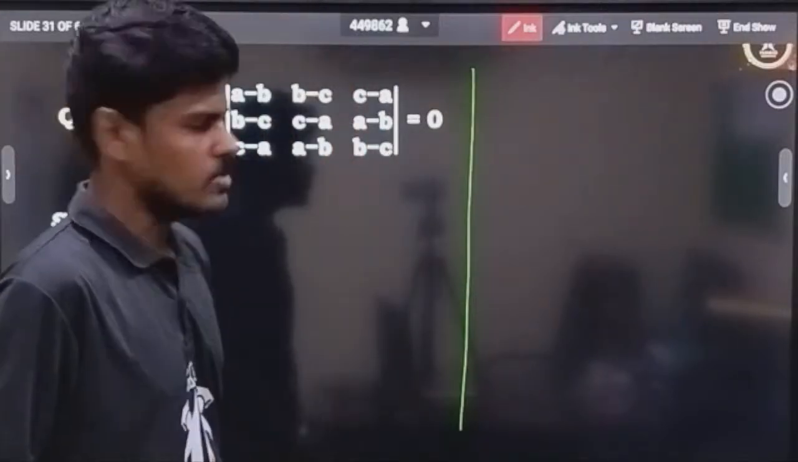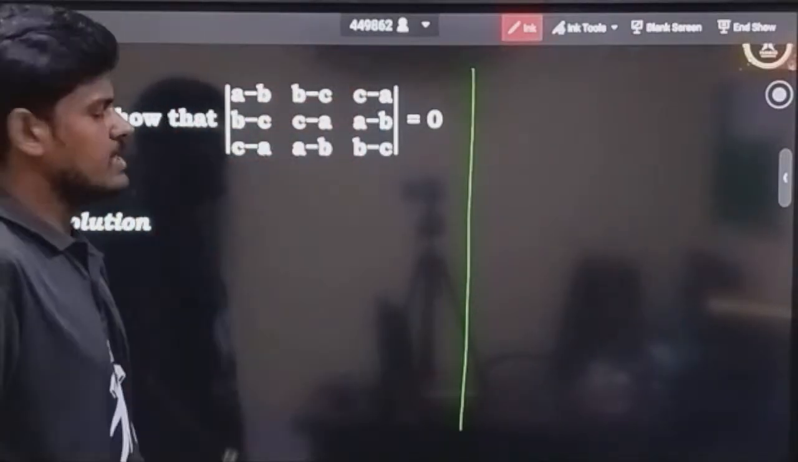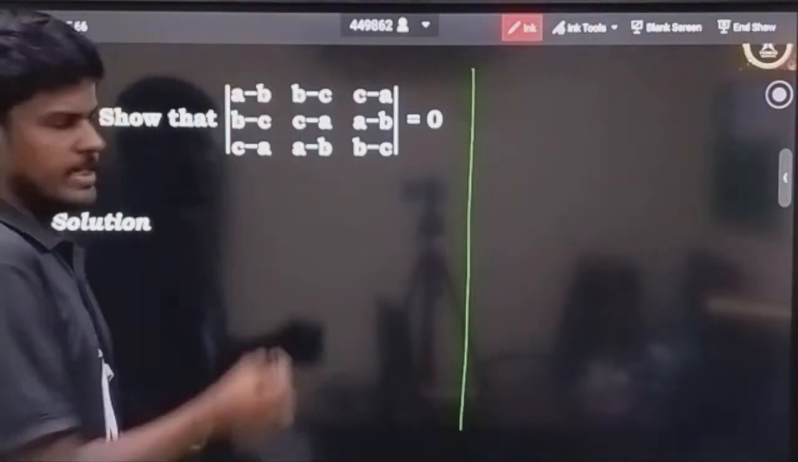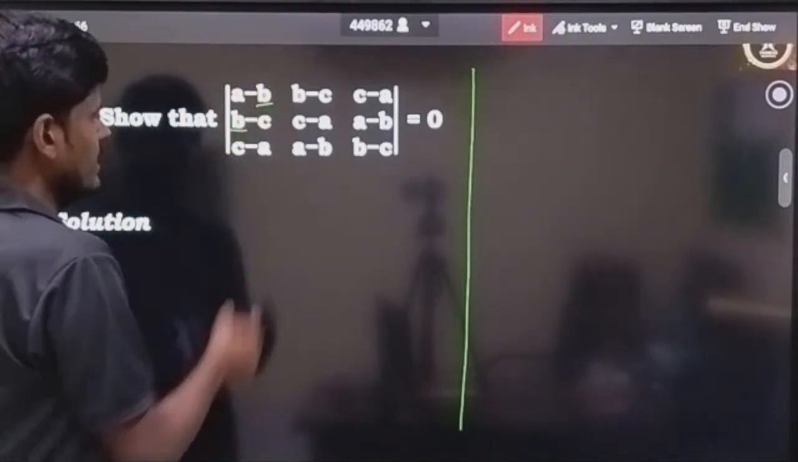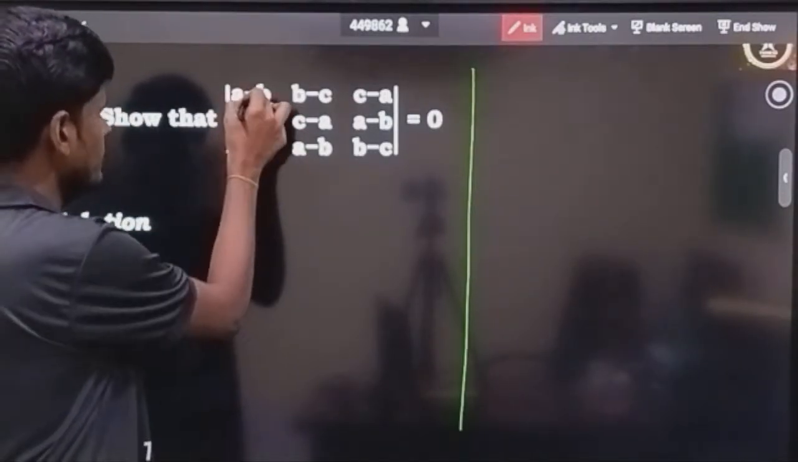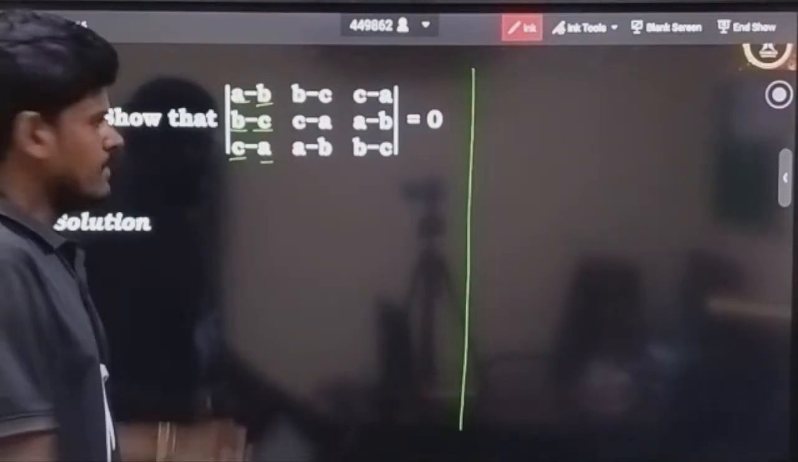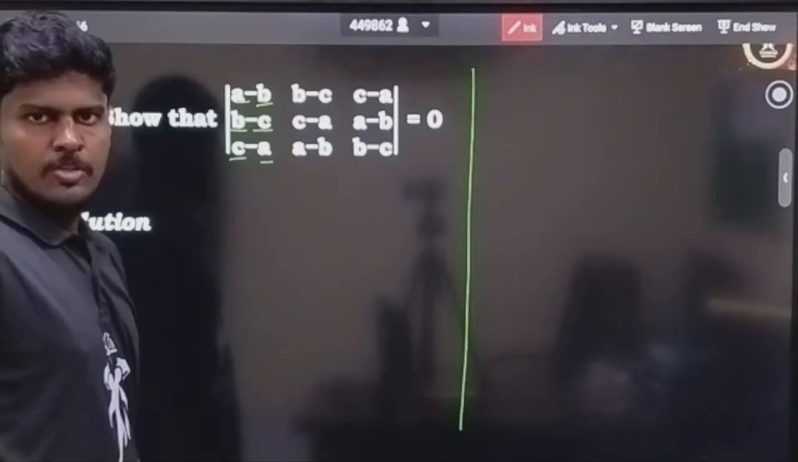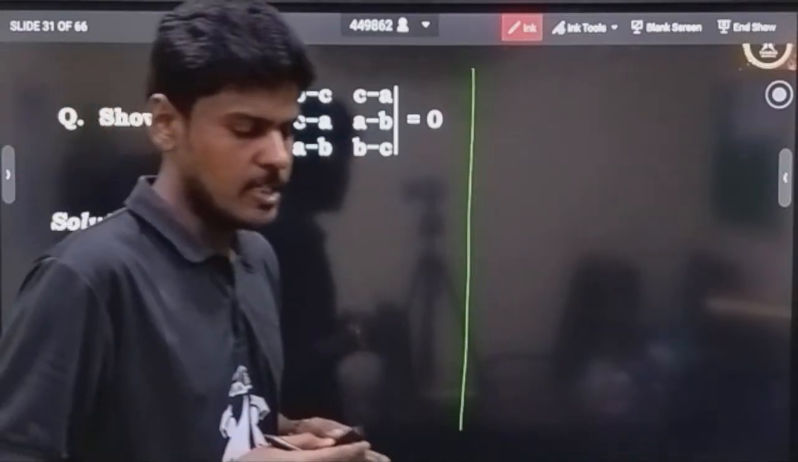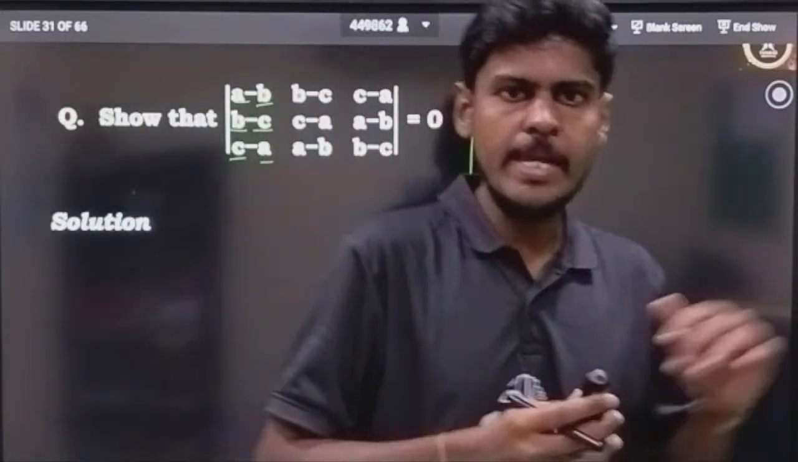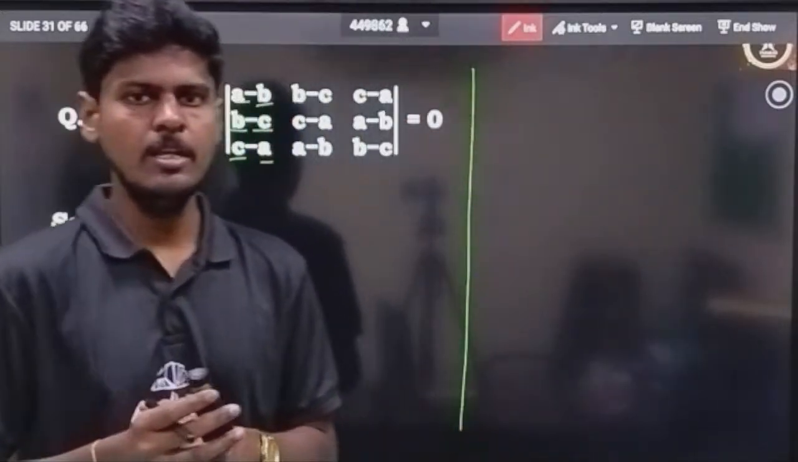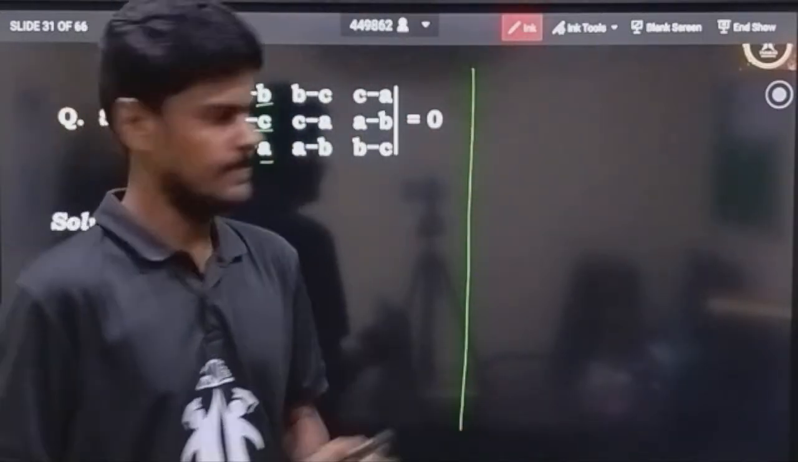So what is the first row? A minus B, B minus C, C minus A. Similarly, we will analyze the other rows. Here we have minus B, minus C, plus A, minus A. That means when we add all the rows, this actually becomes 0. So our purpose of expansion by using properties is to make the maximum number of zeros, or to simplify the given determinant so its expansion is easier.